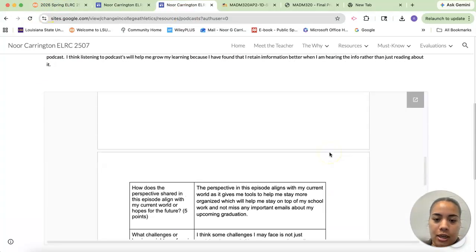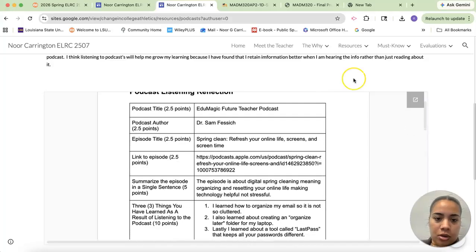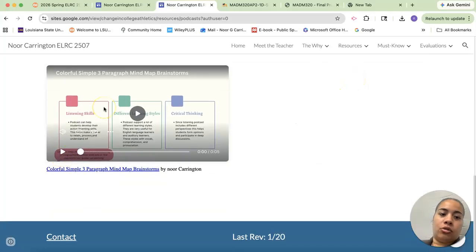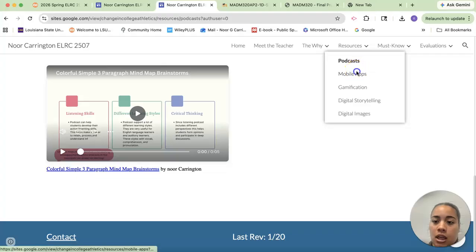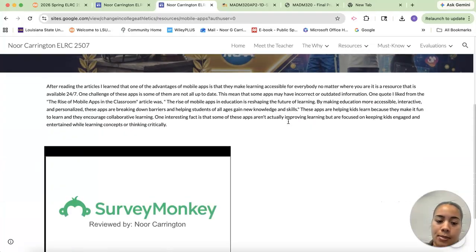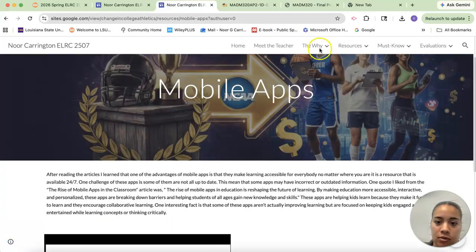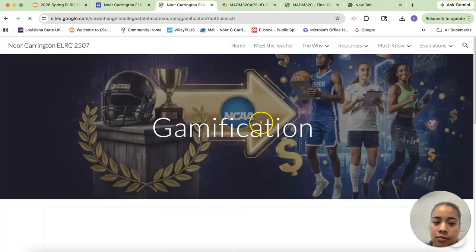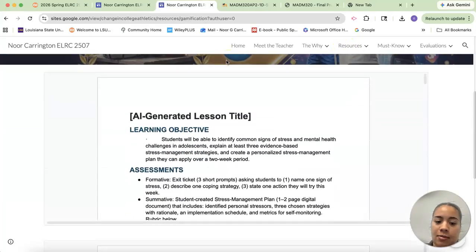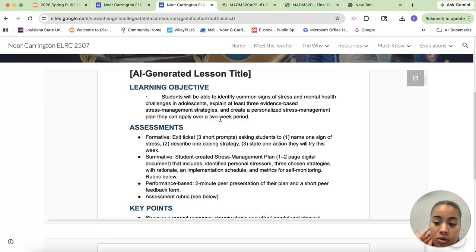We reflected on a podcast we listened to and put a little bit of that in there. And then here's three ways we used Canva to show how podcasts can help, which I chose. My three ways were listening skills, different learning styles, and critical thinking. And then we did mobile apps. I like to learn about this because we learned about different mobile apps you could use as a teacher. I picked SurveyMonkey.